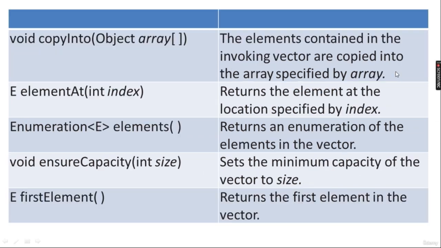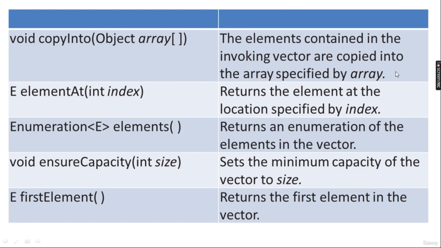Then next, void copyInto(Object[] array). The elements contained in the invoking vector are copied into the array specified by array. So a new array is created of type Object, and from the invoking vector to the object array, all the elements are copied one by one. Then elementAt(int index) returns the element at the location specified by index. Enumeration elements() returns an enumeration of the elements in the vector.